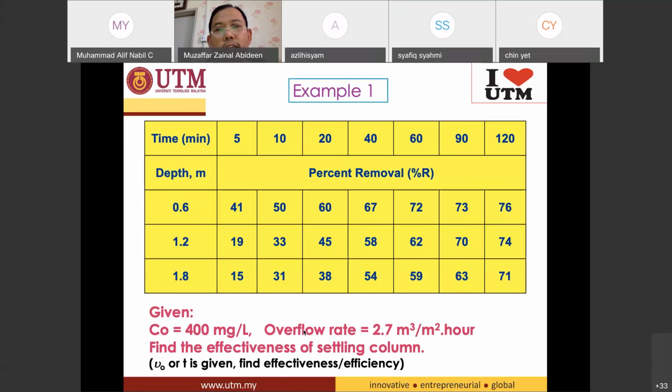Our H is 1.8, so 1.8 divided by 2.7 should be something in hours. From that, you need to change it to minutes. What is the time in minutes? Have you already got that? 40. 40, thank you. Okay, 40 minutes. So you get 40 minutes, for the person who asked me just now.